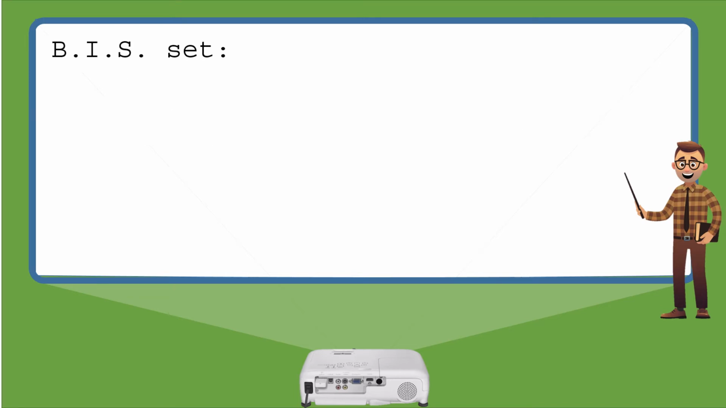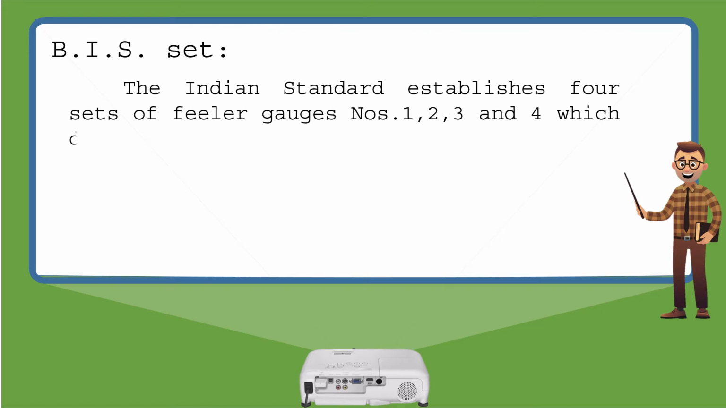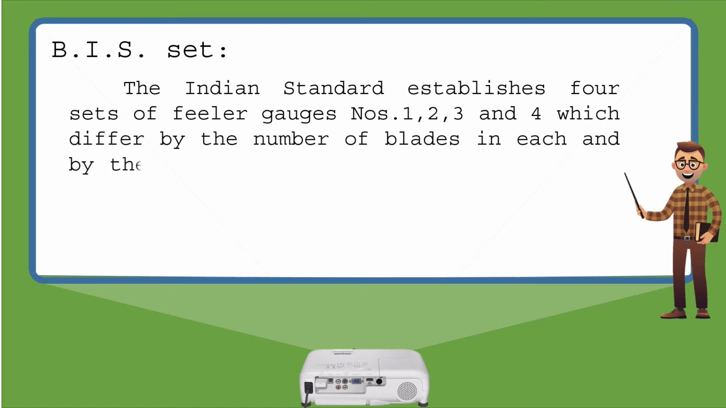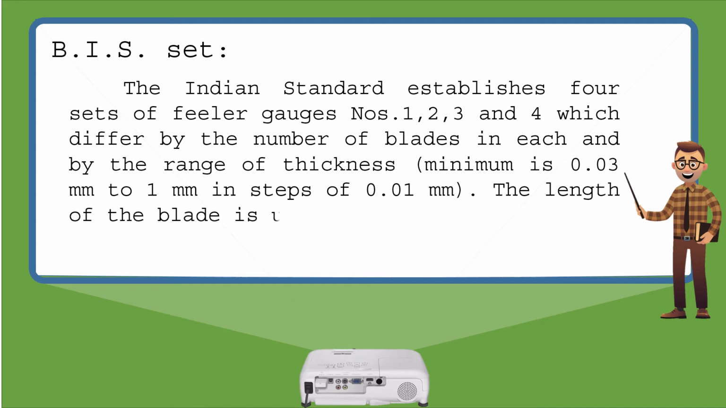Let's see the BIS set for feeler gauge. The Indian standard establishes 4 sets of feeler gauges, numbers 1, 2, 3 and 4, which differ by the number of blades in each, and by the range of thickness. Minimum is 0.03 mm to 1 mm, in steps of 0.01 mm. The length of the blade is usually 100 mm.